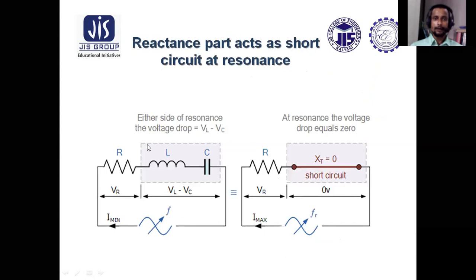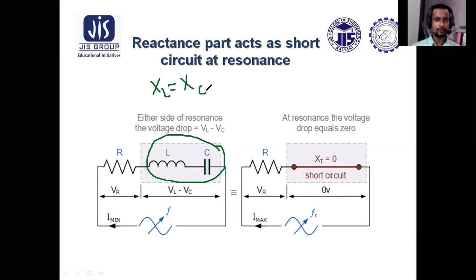Now, see, this is an important point. As we are frequently saying, net reactance becomes zero at resonance as XL equals XC, or the voltage drop across L and voltage drop across C are equal. So at resonance, these two parts together will have no effect on the circuit. XL minus XC at resonance is 0. XL is inductive reactance, XC is capacitive reactance. Or we can say XL is the resistance offered by the inductor, XC is the resistance offered by the capacitor.